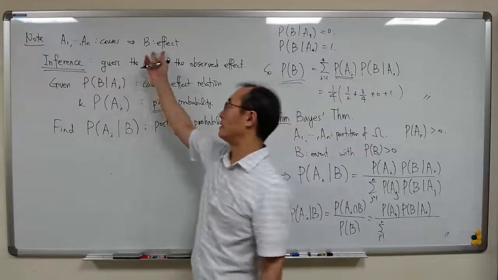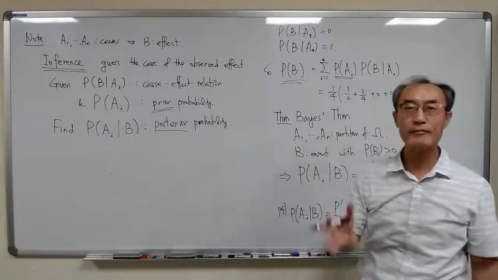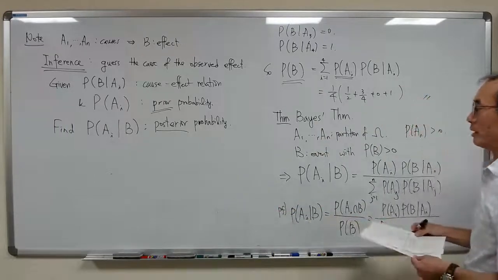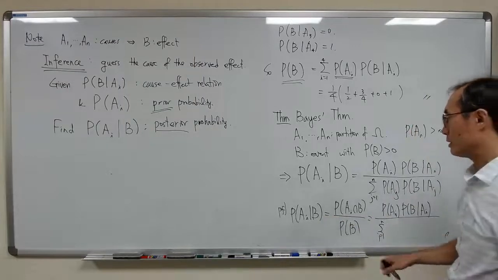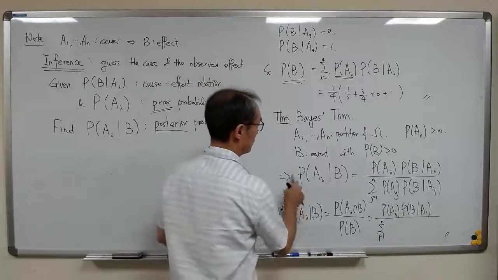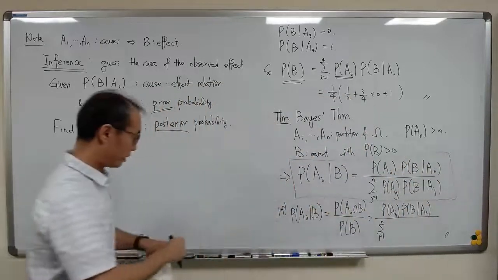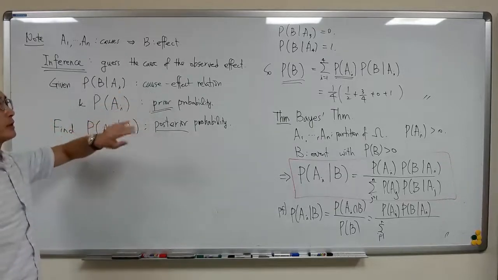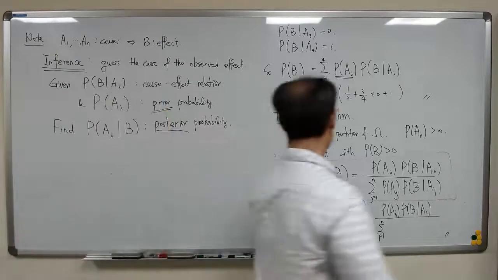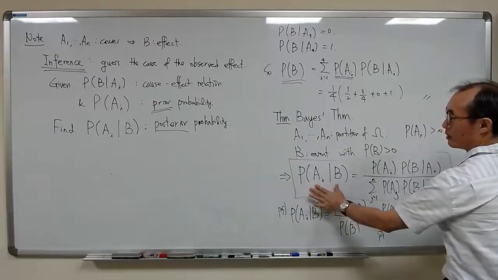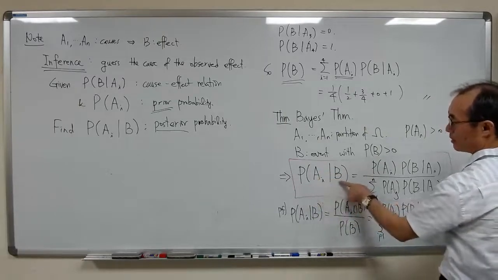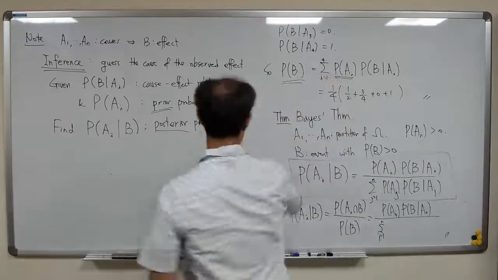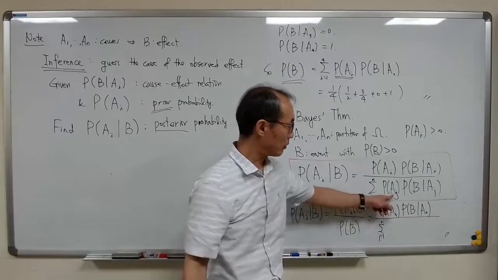Now, this is the probability before we know the effect. And this is the probability of A_i after we have information B. So this Bayes rule is just a way to compute the posterior probability from the cause-effect relation and the prior probability. This is the posterior probability, the probability of cause A_i given the result B. And the right-hand side consists of those two kinds of probability.